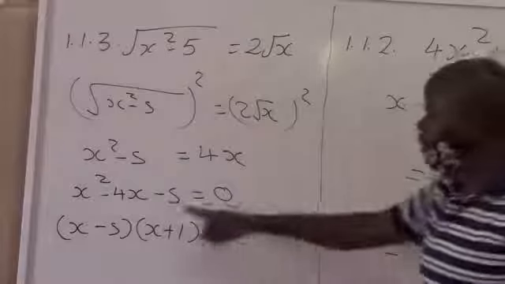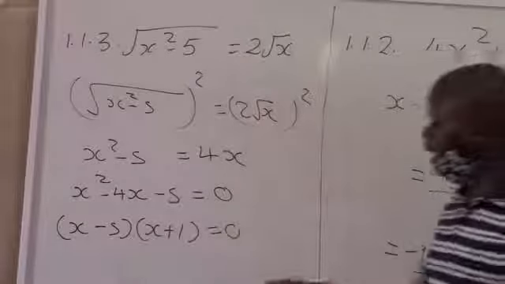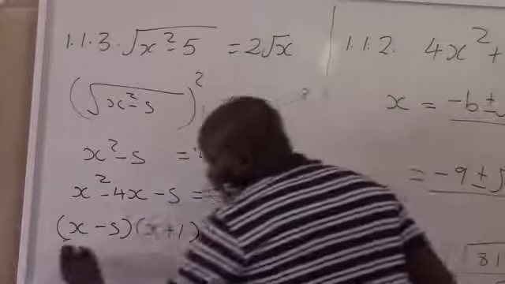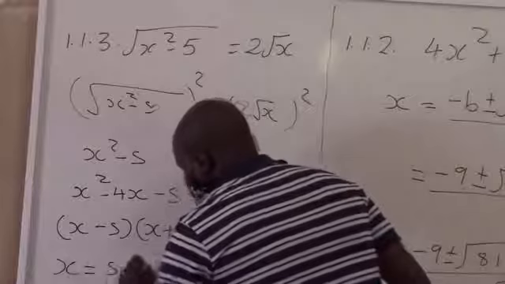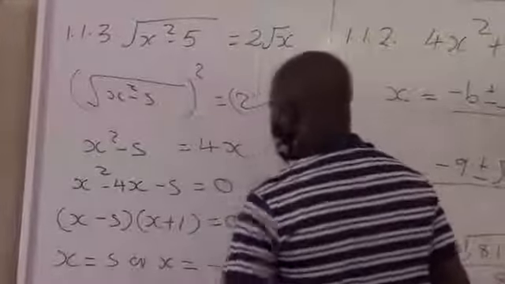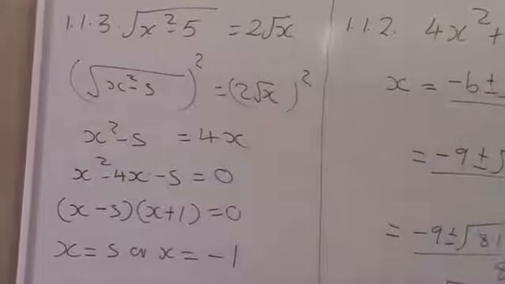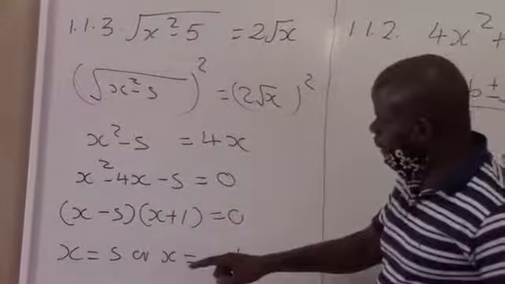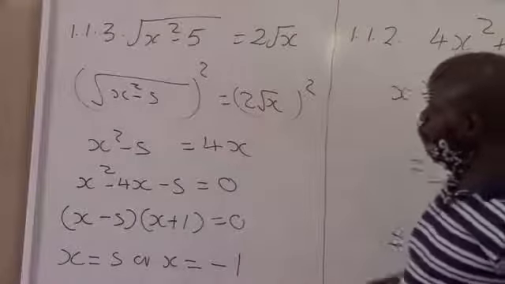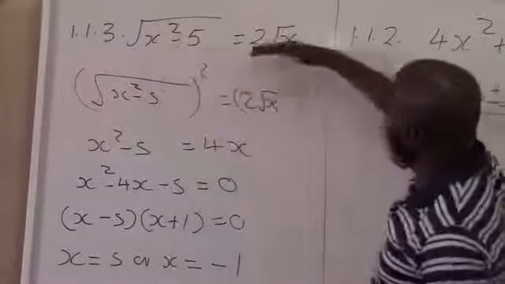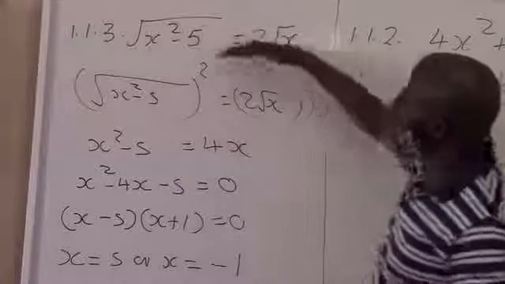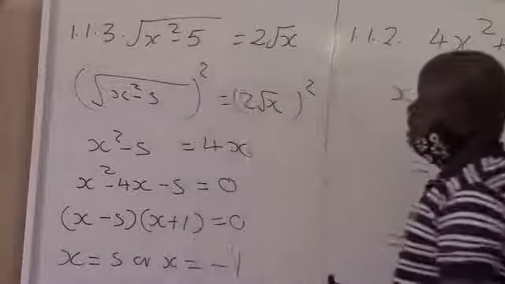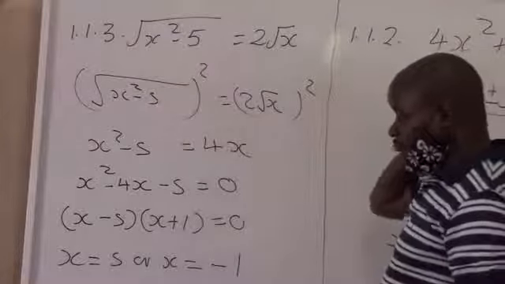Because the factors of 5 are only 1 and 5, and negative 5 plus 1 will give us negative 4. So when we have it like that, x equals 5 or x equals negative 1. Now in this one, you have to check which one will give us the correct solution there, because it's not every one that always gives us the correct solution.